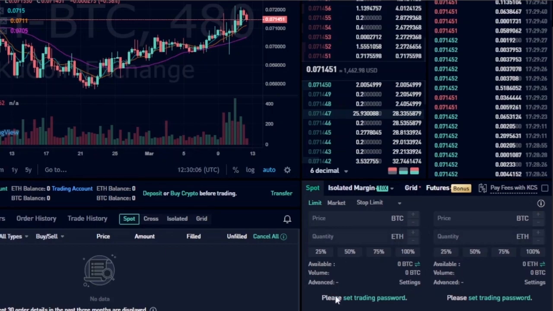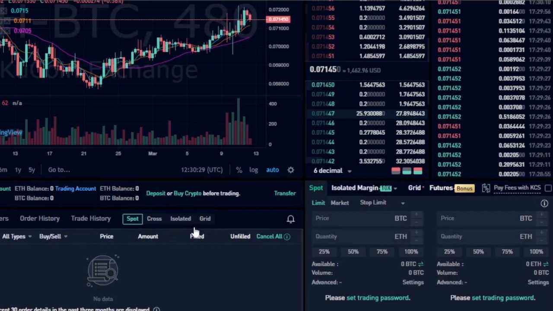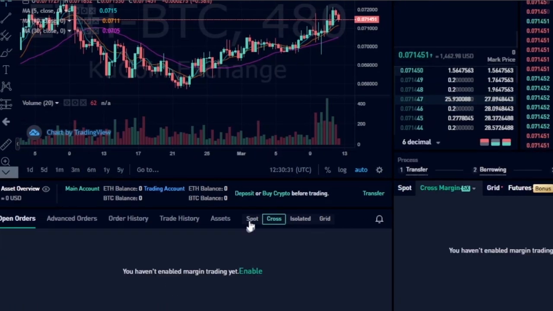You can also add a bot right here, and you can tell it the price of selling and the price of buying this pair. You can tell it to the bot, and whenever the price reaches, the bot is going to buy it for you. So this is a very easy thing that you can do, and here you are going to see all the open orders. Here you have all the advanced orders, order history, and trade history, and you can see the spot, the cross isolated, and grid. You're going to see all of the trades, right?